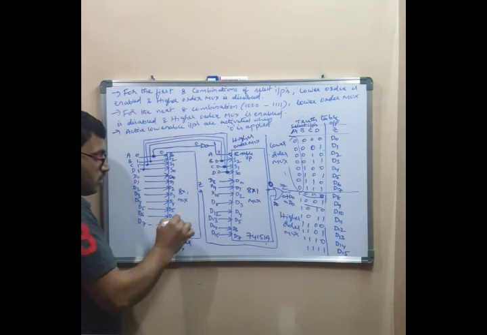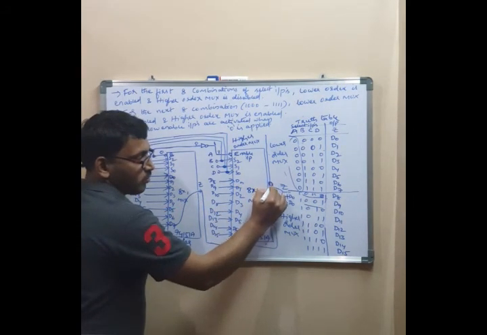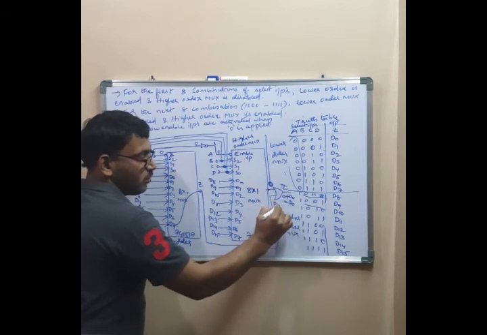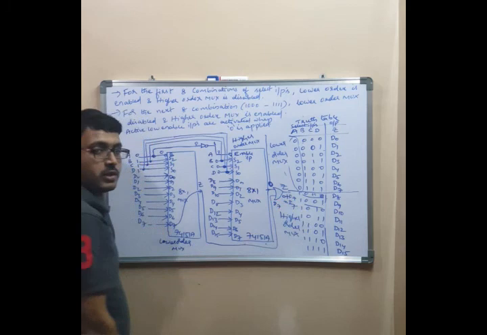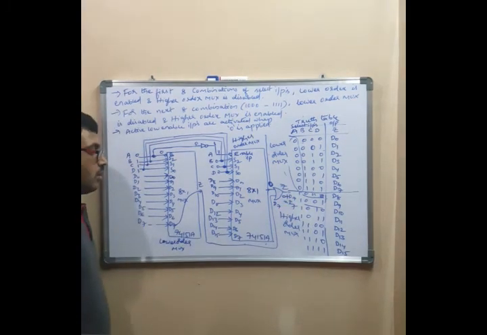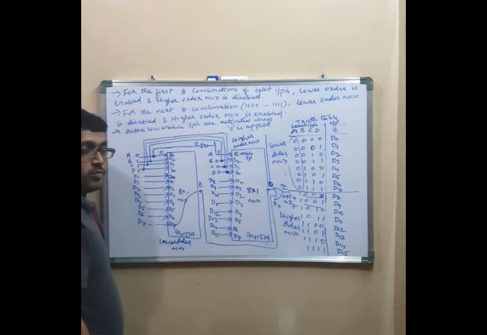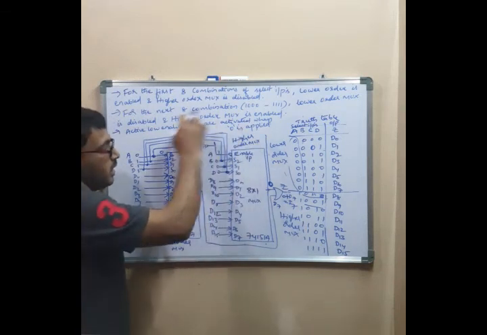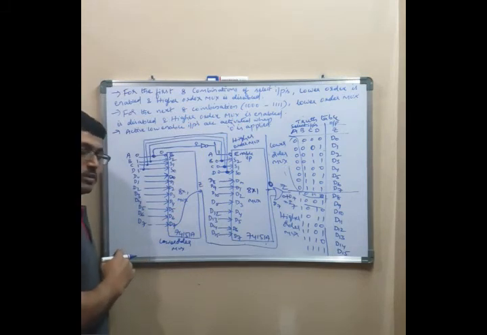So this D7 is routed to the output. So here there is no output from this mux. 0 plus D7 gives us D7, the output, right? These two outputs of muxes are given to inputs of OR gate so that it will become a 16:1 mux using 8:1 multiplexers.